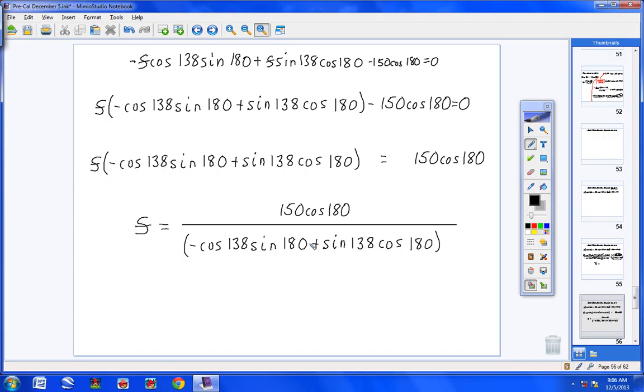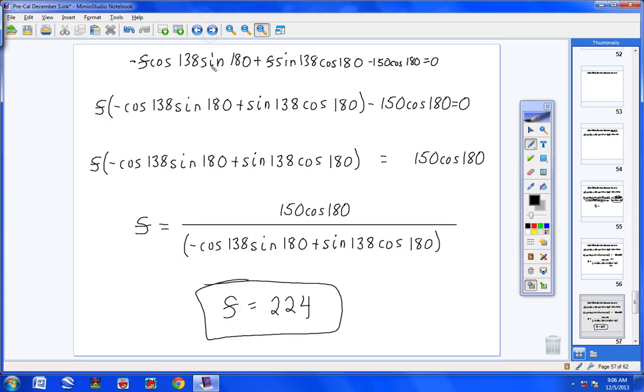Now, again, be very careful with your calculator. I would type this whole thing in first up here and get a decimal. Then I would type this whole thing in and get a decimal, and then divide your two decimals out. And if you do that correctly, you will get approximately 224. Not too bad. We're over halfway done, because the rest of it's easy now. So we found the force of vector S, 224.